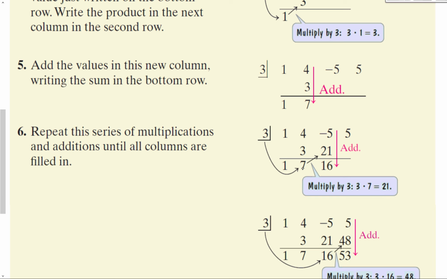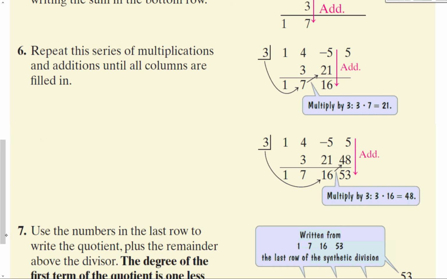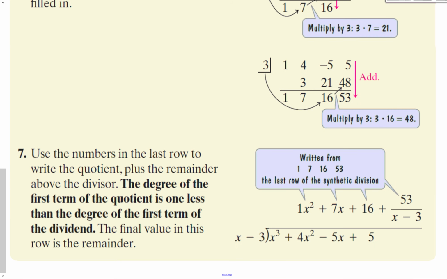Then we multiply the 3 times the 7, gives me 21, and I put it up and to the right. Add, multiply, again, add, and then finally, we use the numbers in the last row to write the quotient plus the remainder above the divisor.